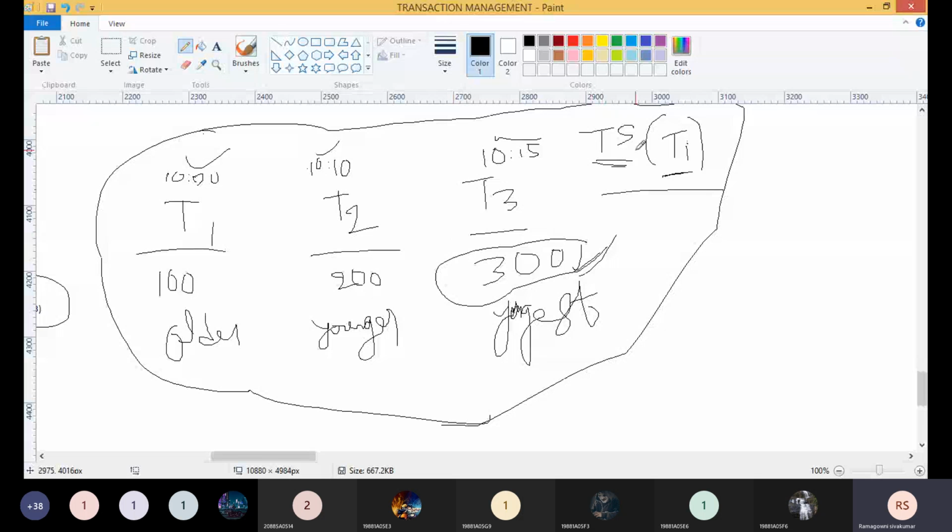The equation is like this: timestamp of transaction Ti. Here TS means timestamp and Ti means transaction 1, transaction 2, transaction 3. Here i means integer values 1, 2, 3 and so on. So here we are performing transaction 1, transaction 2 and transaction 3. Which one is latest, ma'am?